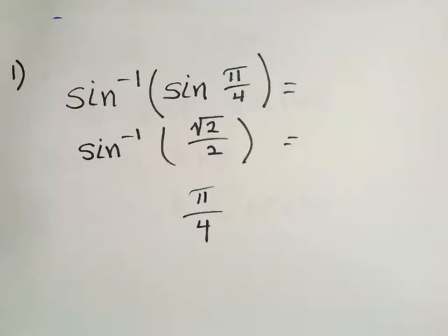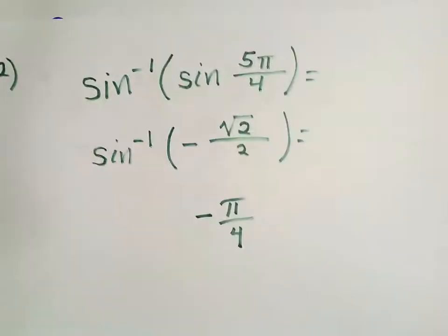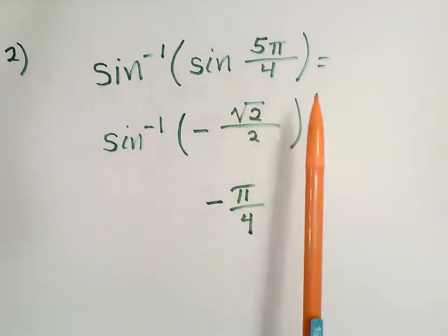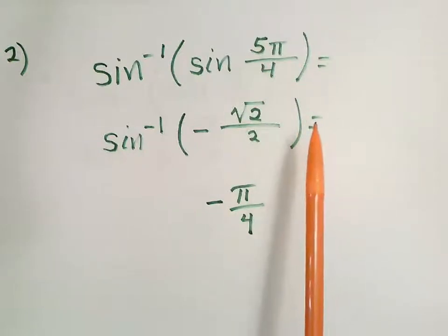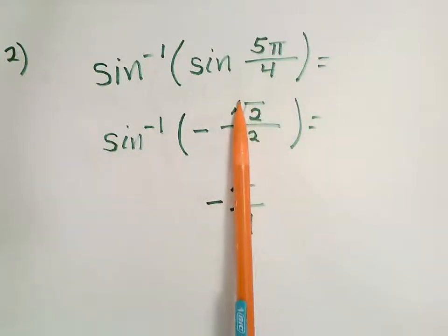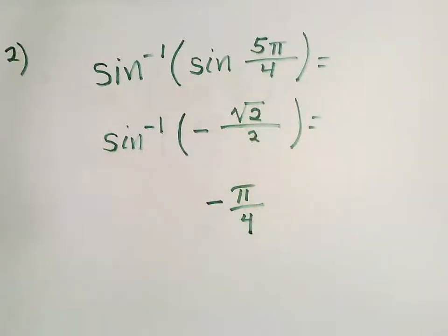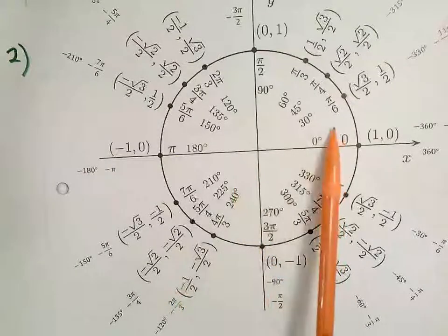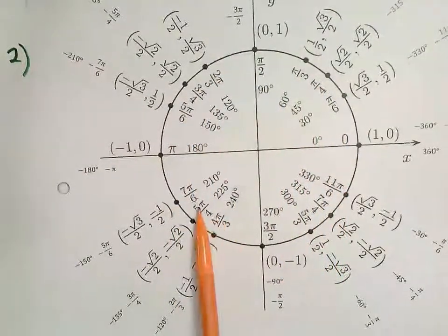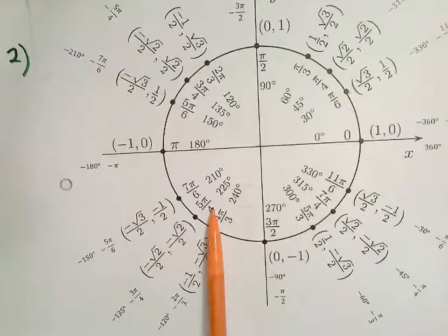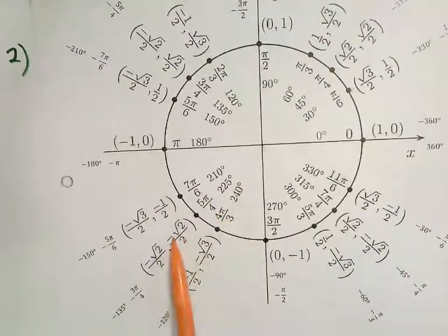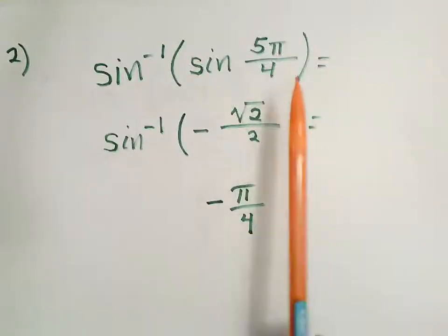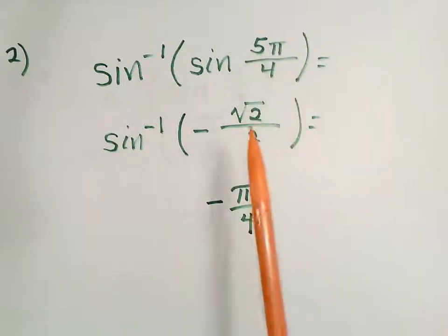Let's look at another example. Here we have inverse sine of the sine of 5 pi divided by 4. We're going to do what's inside the parentheses first. Find the sine of 5 pi divided by 4. That's a positive 5 pi divided by 4, so we look on our unit circle on the interior, and here we have 5 pi over 4 radians. We're looking for the sine, and the sine is the y-coordinate on the unit circle, so it's negative square root of 2 over 2. I replace the sine of 5 pi over 4 with negative square root of 2 over 2.